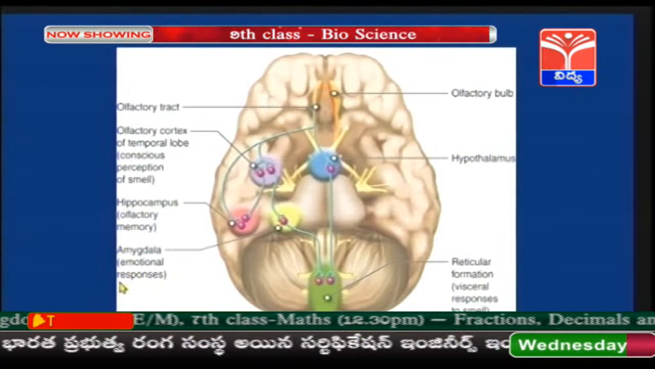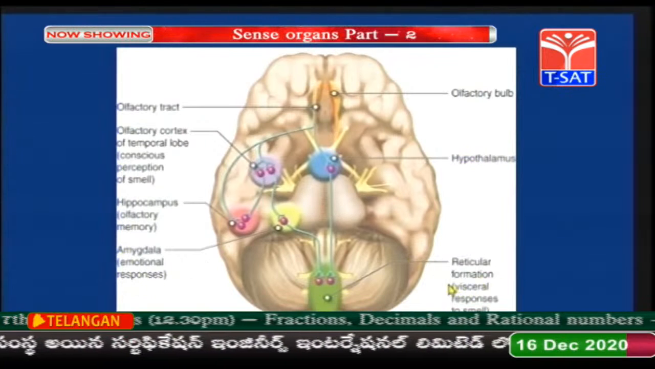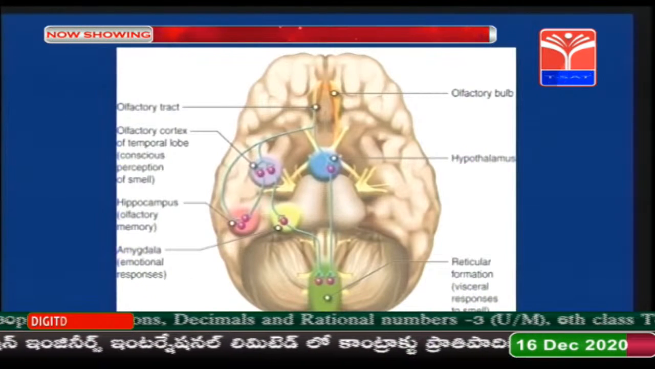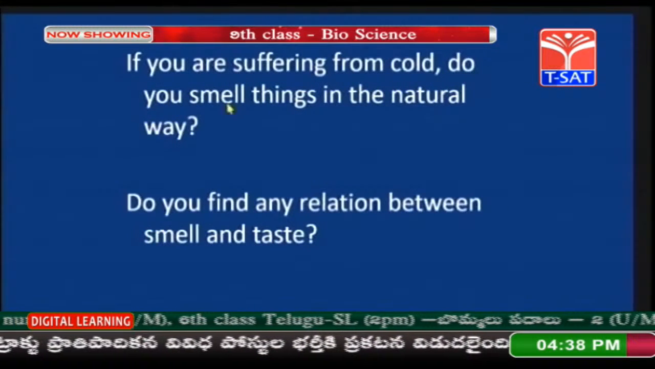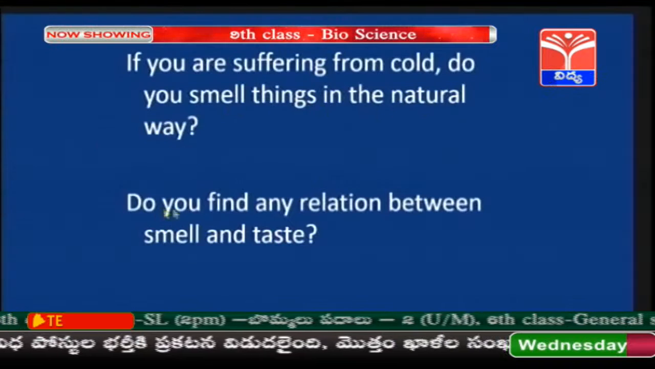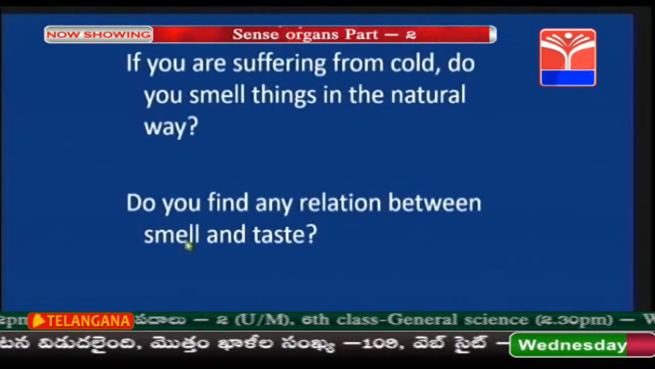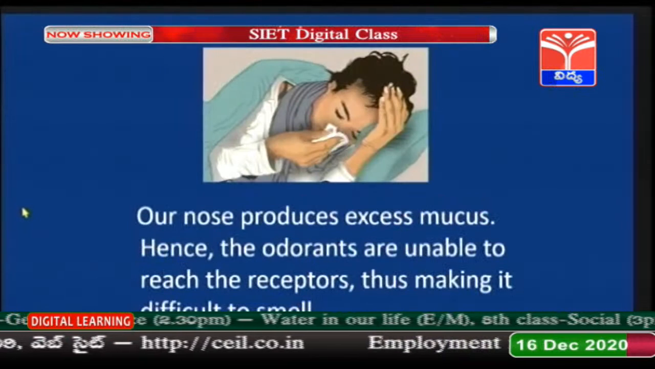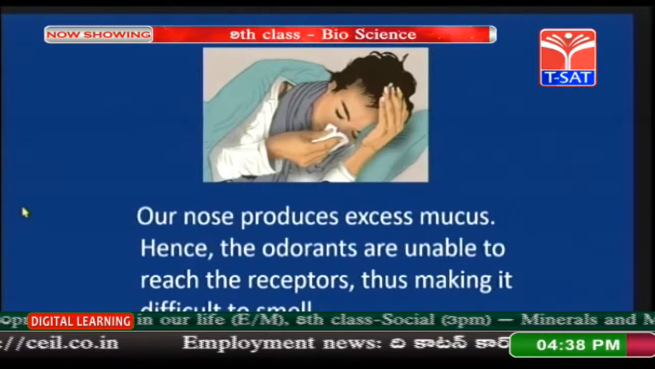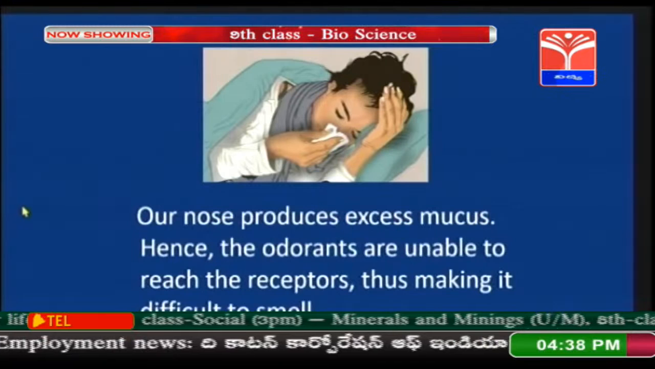Now, this is the emotional response. This is the reticular formation, visceral response to smell. So, if you are suffering from cold, do you smell things in the natural way? Do you find any relationship between smell and taste? Children, when we have a cold, we do not have the sense of taste and smell. Why is that? Let's see.